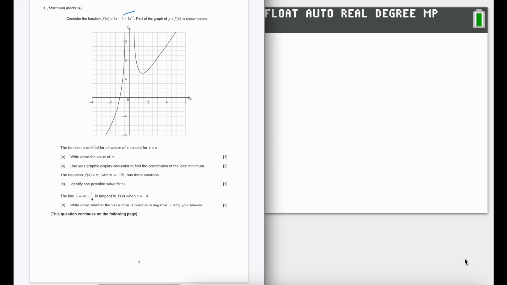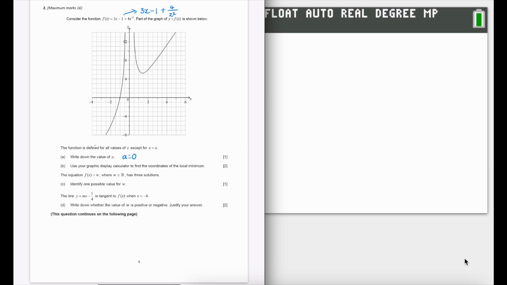Now, if we look at this function, we know that we could rewrite this as 3x minus 1 plus, and if it's a negative power, that's the same as writing it underneath. Now, we know that there can never be a denominator equal to 0, and when the denominator is equal to 0, it's an asymptote, and that means a equals 0. If 0 is the value of x, that denominator would equal 0, which would not be possible.